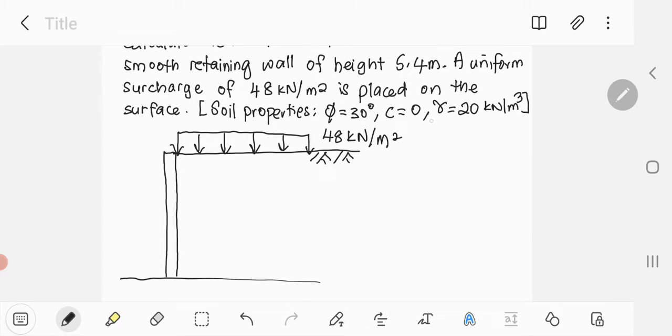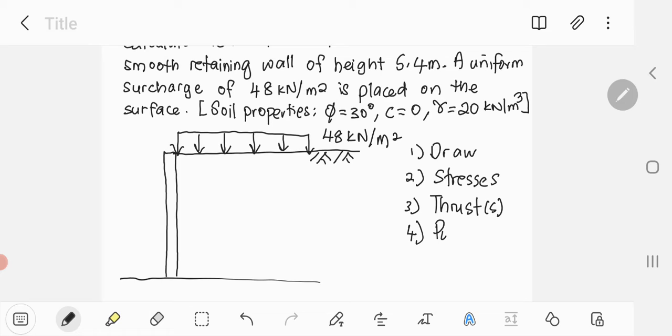Okay, let's remind ourselves of the principle to do the analysis. First, draw the pressure distribution or stress distribution. Second, calculate the stress or stresses. Number 3, calculate the thrust or thrusts. If you have more than one thrust, you need to calculate all of them. Number 4, position, and number 5 will be drawing again. Okay, let's begin with drawing.